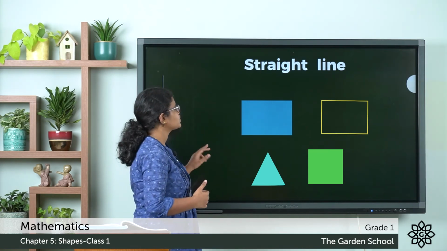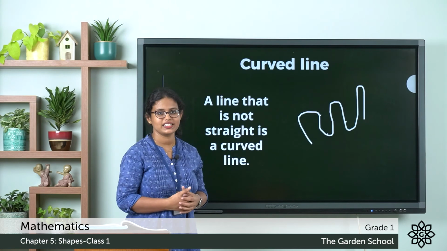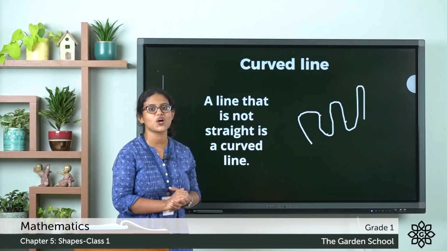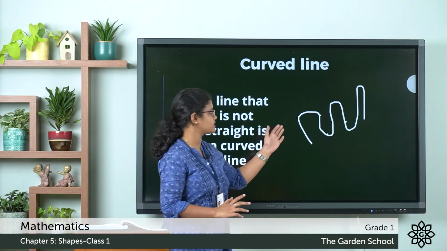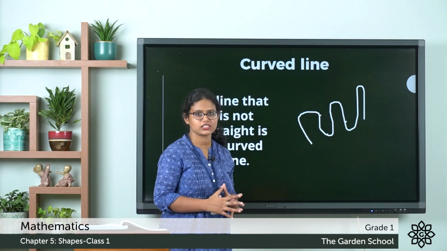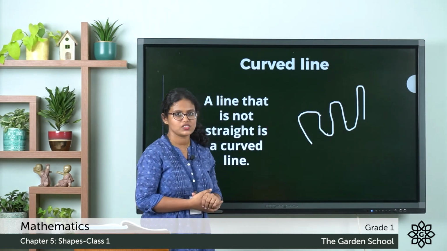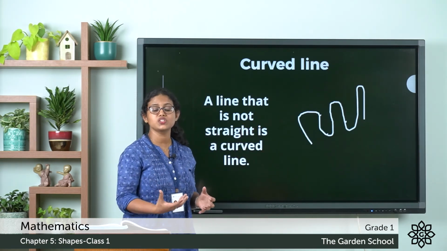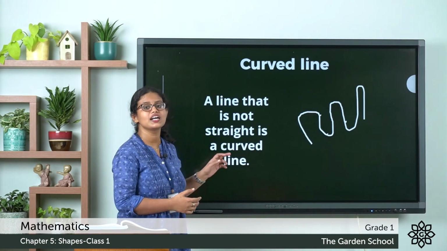Okay, so what about curved line? So a line that is not straight, that is called a curved line. So see, it has bend, right? It is not straight. So we call it as curved line. And we can draw different shapes using curved lines.